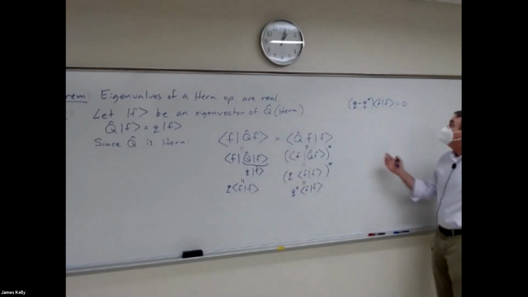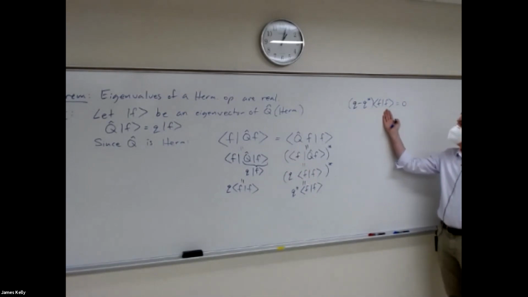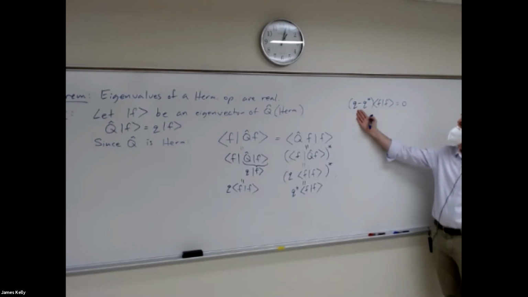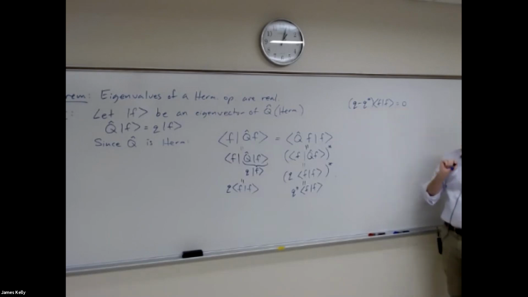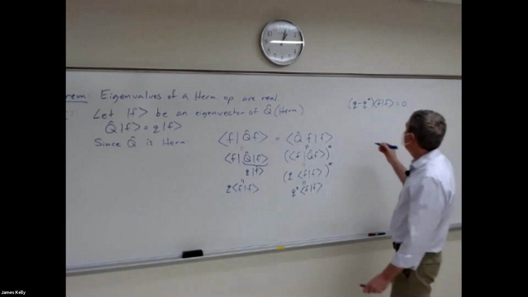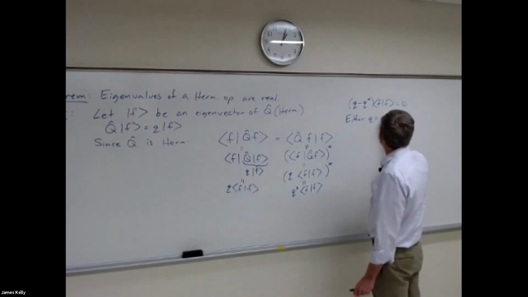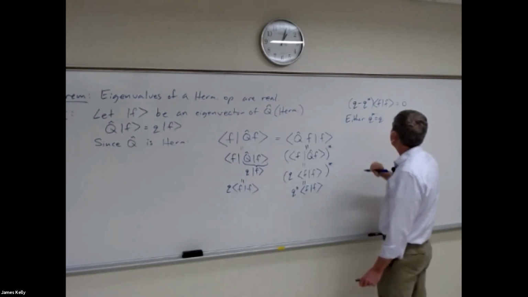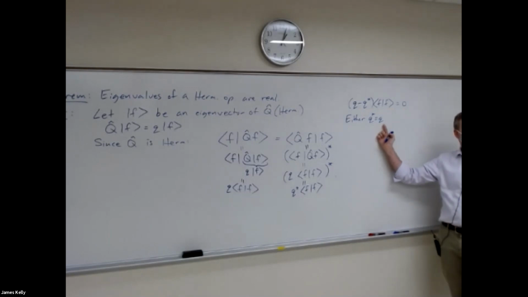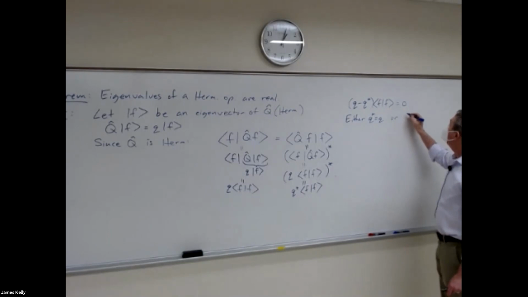And now I'm going to use your old favorite algebraic technique from high school or junior high or whenever you learned it: if the product of two things equals 0, either one of them has to be 0 or the other one equals 0. So either Q is equal to Q star, that would be saying that the eigenvalue is real, or the inner product of F with itself is 0.